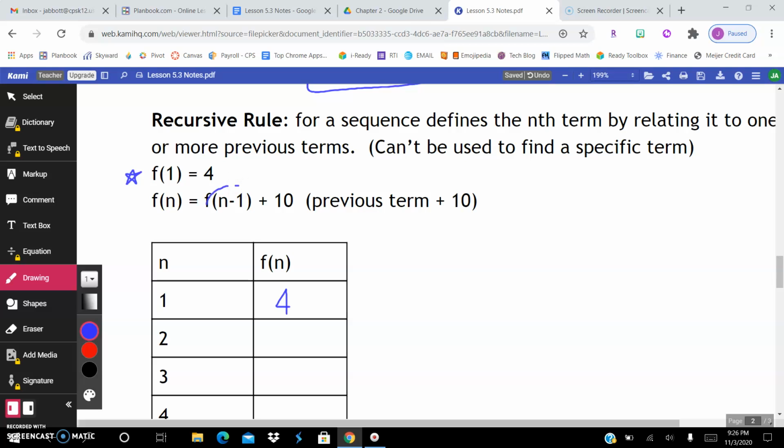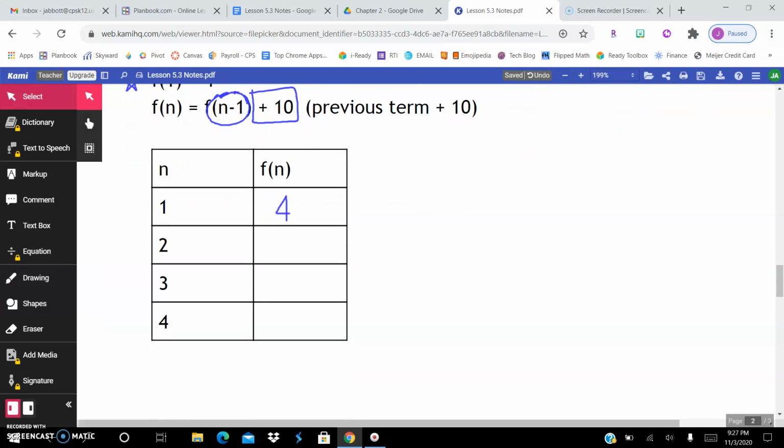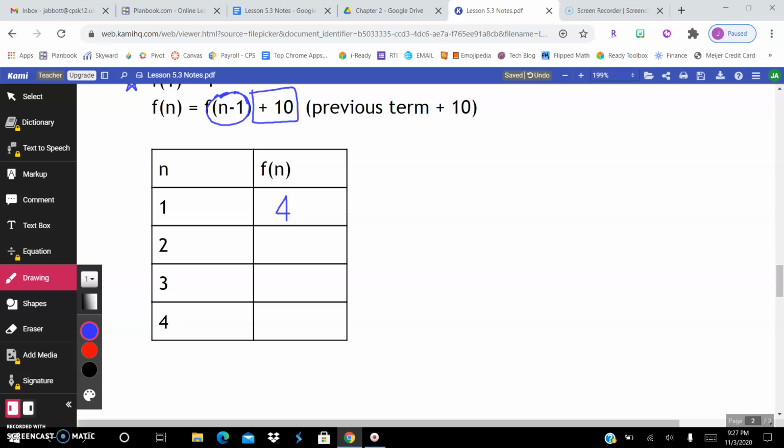So n minus 1. If we want the second term, we're going to subtract 1 from that. So we're going to take that first term and add 10 to that. So that's what that n minus 1 is telling us. It's telling us to take the term before, and then the rule is add 10. So to fill out the rest of this chart, we are going to have to add 10 to the 4. So that would become 14. And then the next one, we'd have to add 10 to the 14, so we get 24. And then we have to add 10 to 24, so we would get 34.